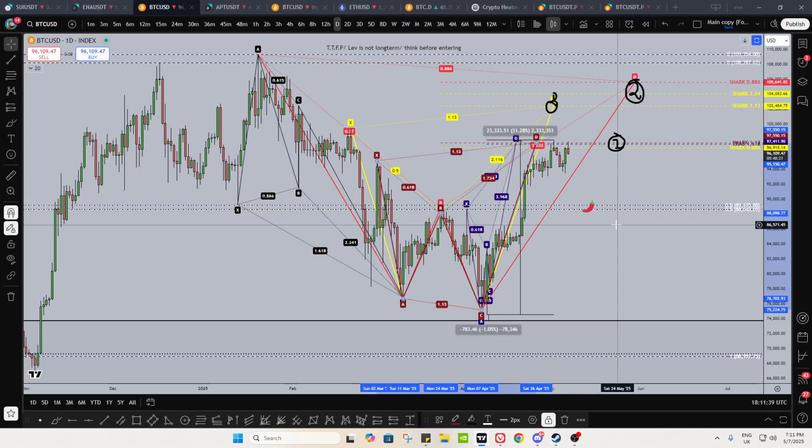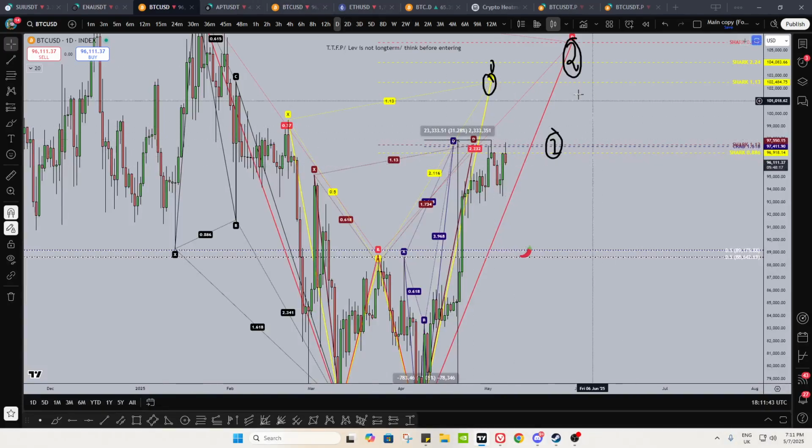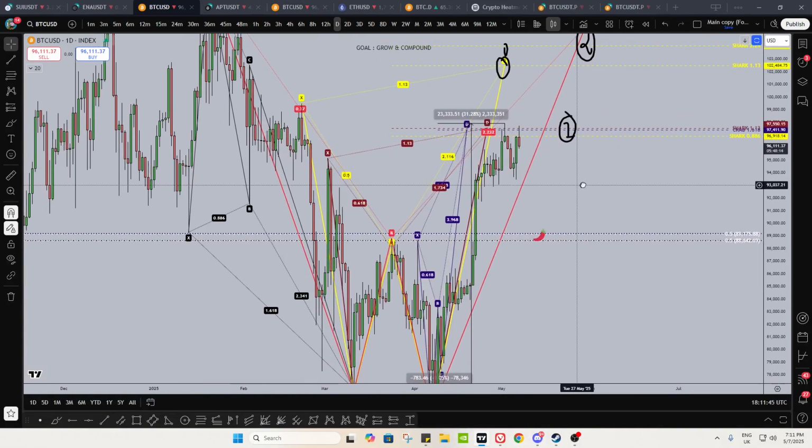So let's take a look. We've been having chop, but what we cannot seem to do is get above one, this first PRZ, and again, this is the reason.